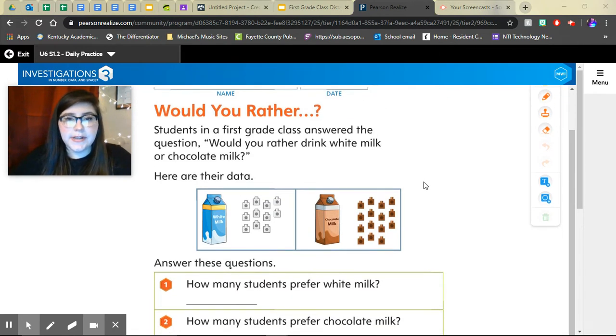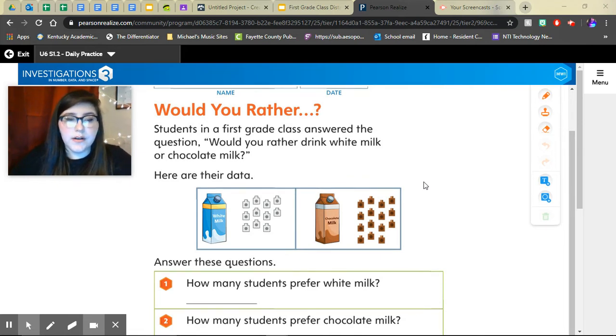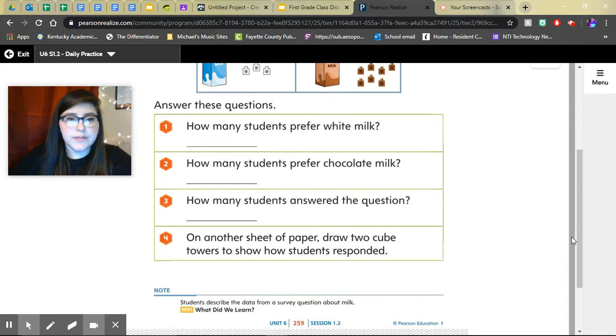Students in a first grade class answered the question, would you rather drink white milk or chocolate milk? Here are their data. So it shows you, using cubes, how many students wanted to drink white milk and how many would prefer chocolate milk. After looking at the data, you're going to answer these questions.